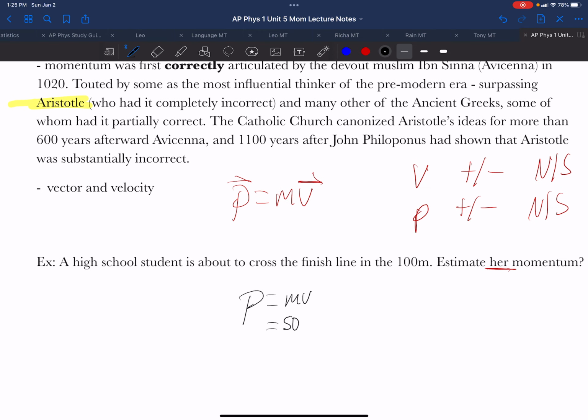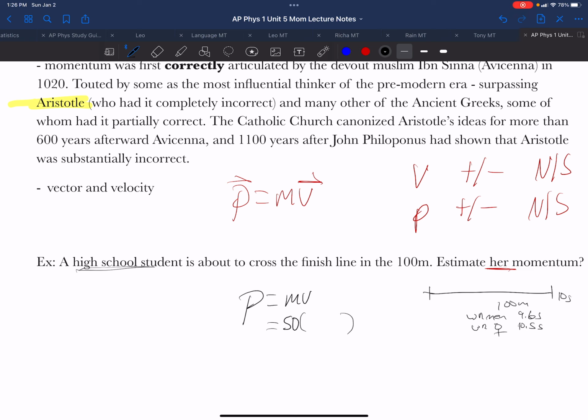Notice we can get a handle on how large that might be. So 50 kilograms. And then the velocity. Well, wait a minute. All right, so 100 meters. What do we know? The 100 meters, the world record for men is about 9.6 seconds. The world record for women is about 10.5 seconds. Something like that. So let's round it off to about 10 seconds. Except she is going to be slower than that since she is in high school. But let's say it's 10 seconds.